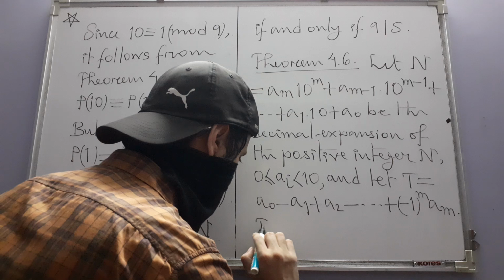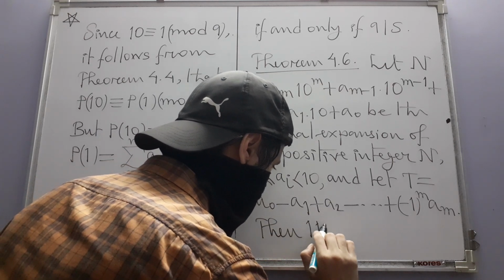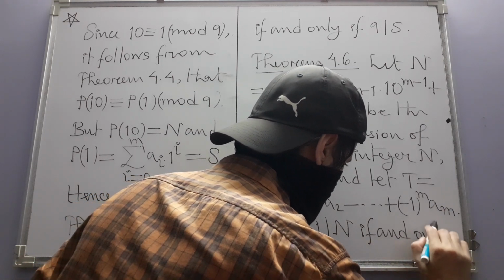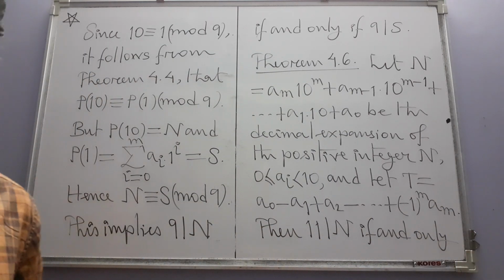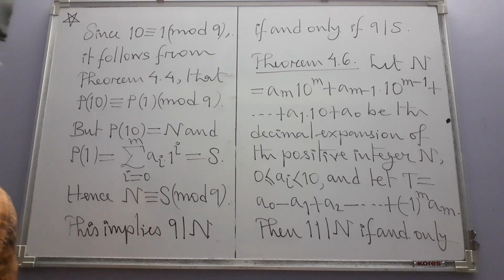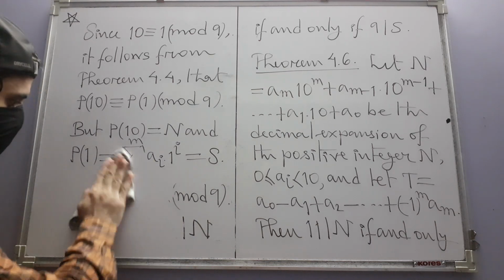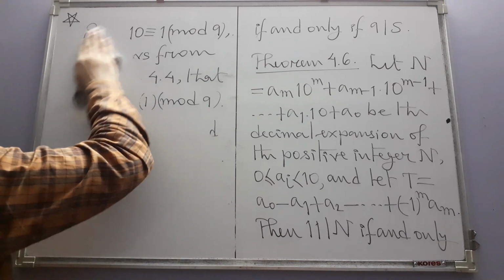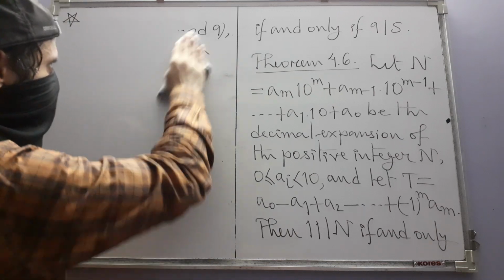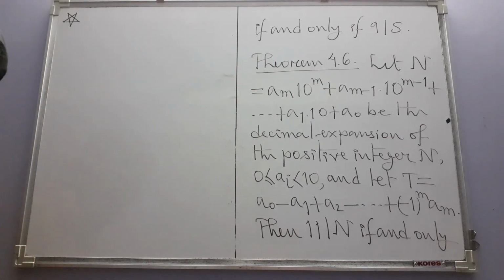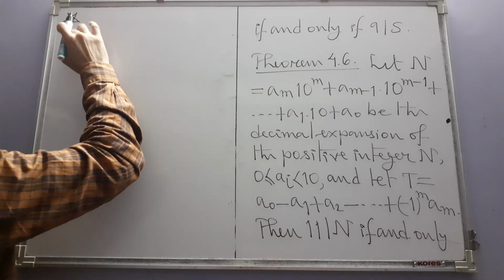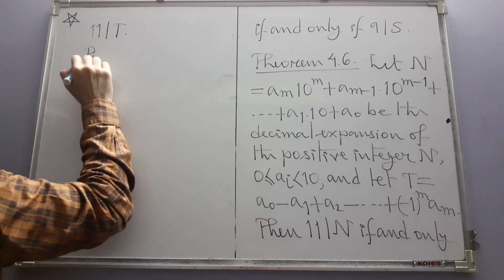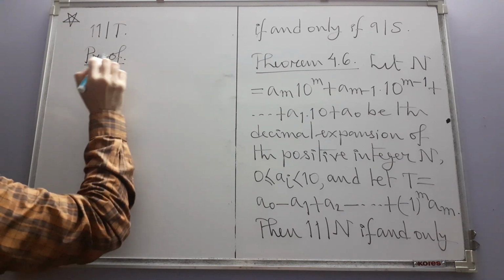Then 11 divides N if and only if 11 divides T. And you can almost immediately see why, given that you have seen the 9 case. But still, we have to write the rigorous proof. The proof also begins just like the previous proof.